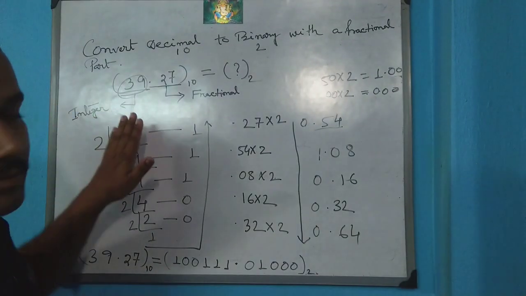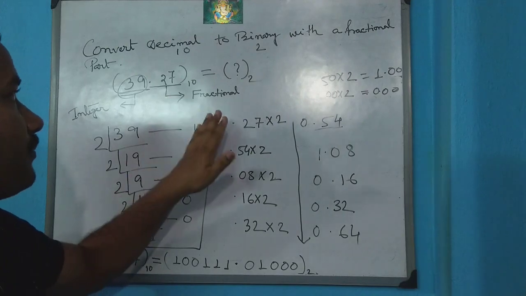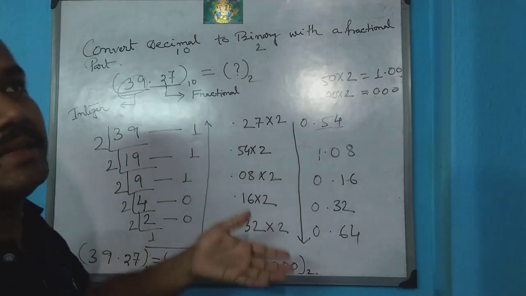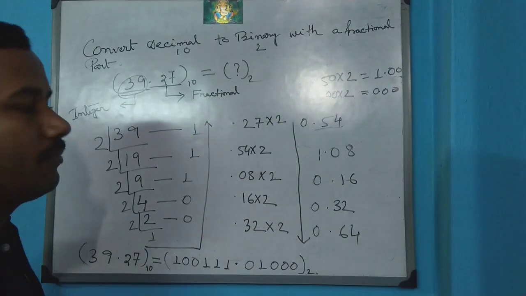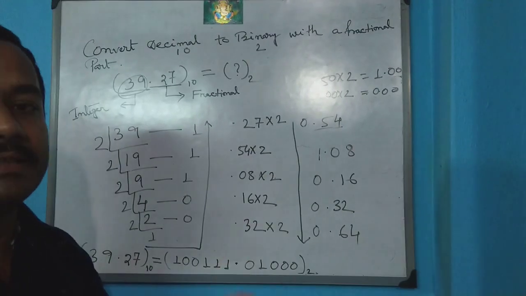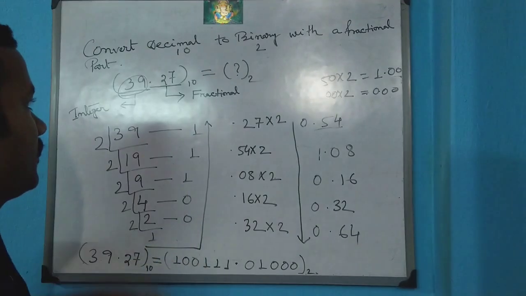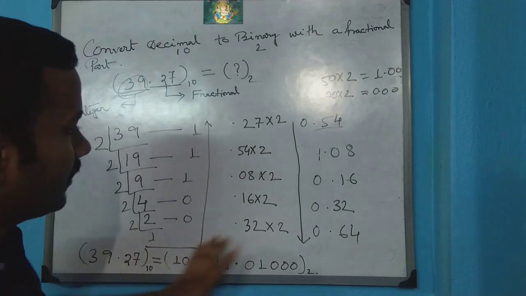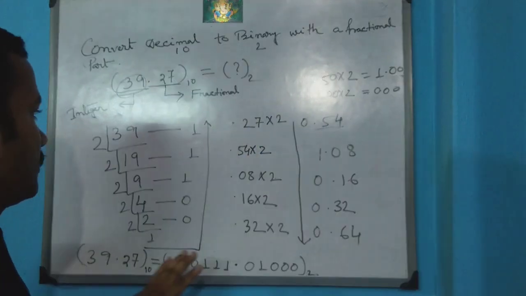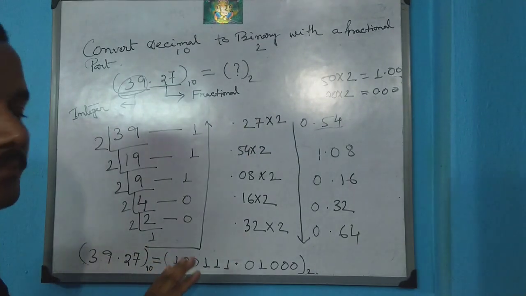So when any number has a fractional part, for example 56.29 or 56.56, we follow the same process. Clear?